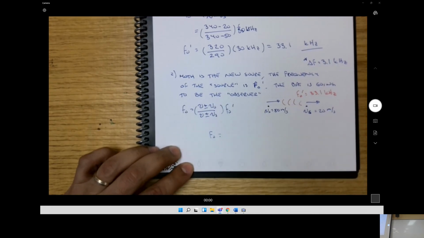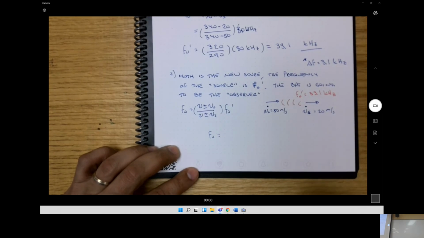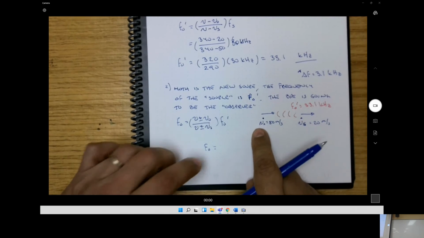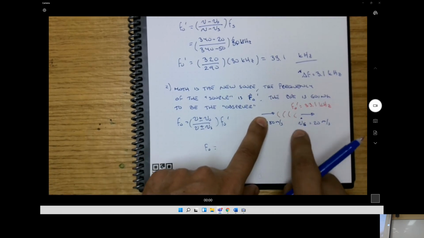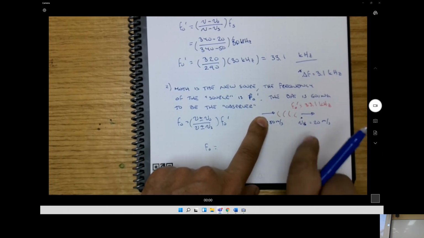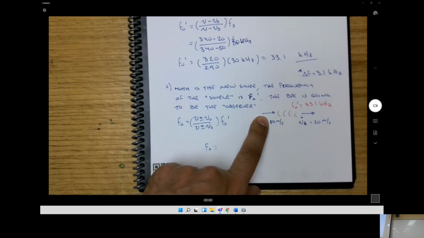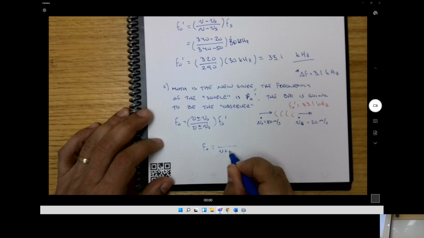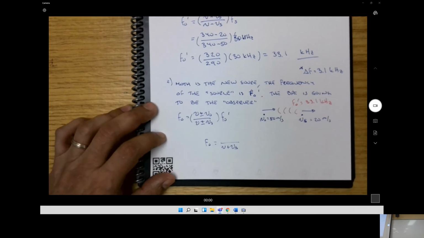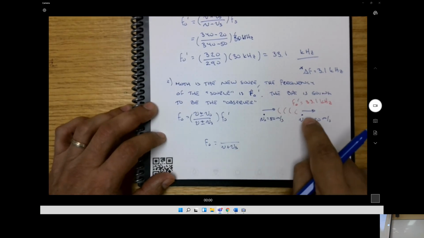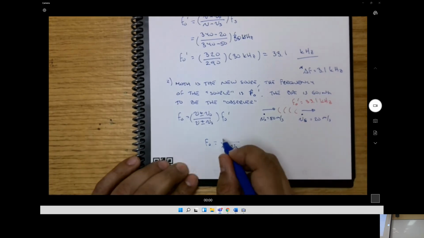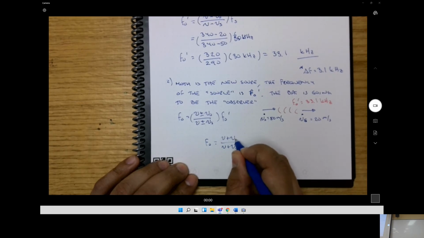So for the frequency of the echo, again I'm going to assume that my observer is static. The source is moving away, so the frequency has to go down. So here I will have V plus Vs. Now I'm going to assume that the source is static and the observer is getting closer, so the frequency has to go up. So here I will have V plus V naught.